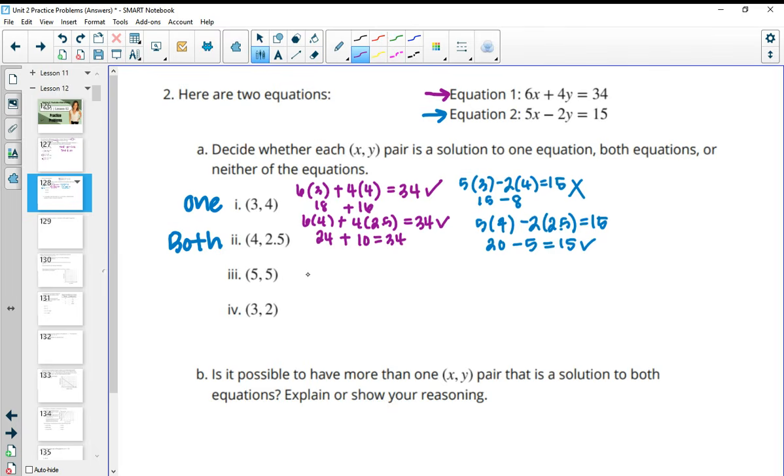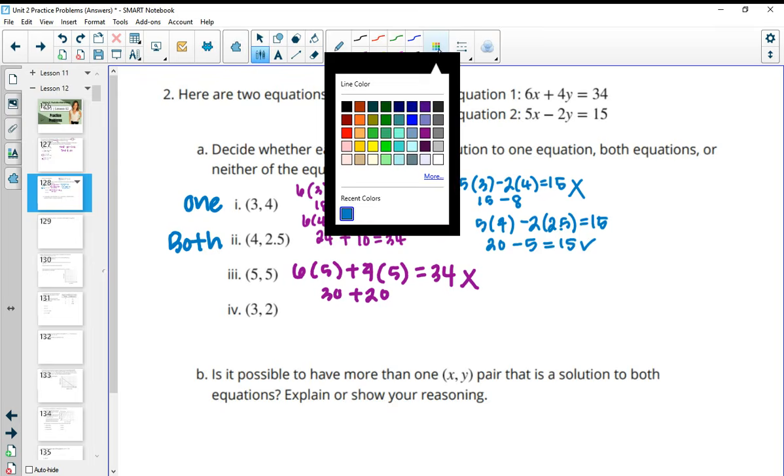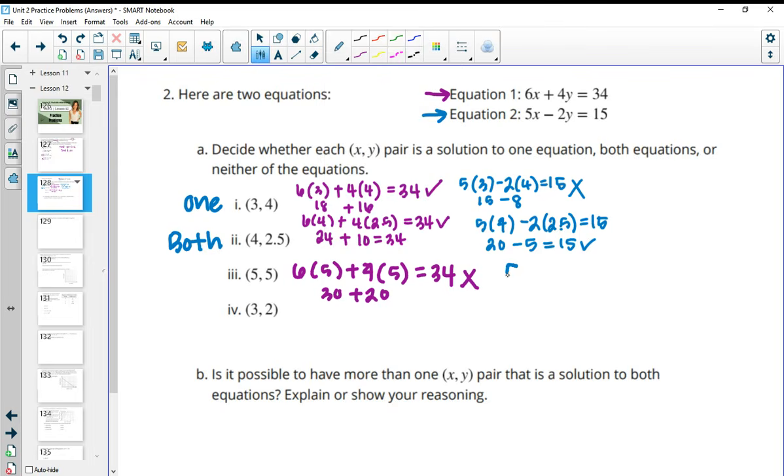So then the third one, we're plugging in 5 for X and 5 for Y. So we're doing 6 times 5 and 4 times 5. And that should be 34 if it's a solution. And this is 30 plus 20, which is not 34. So it's not a solution to the first one. And then the second equation, we would do 5 times our X, which is 5, minus 2 times our Y, which is 5. And that should equal 15. So this is 25 minus 10, which does equal 15. So it's a solution to one equation.